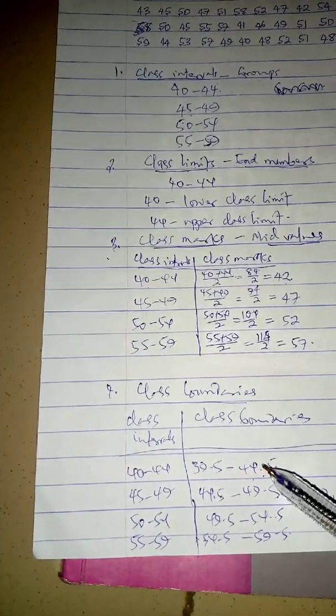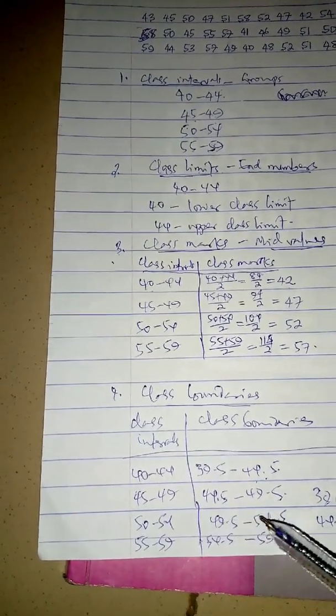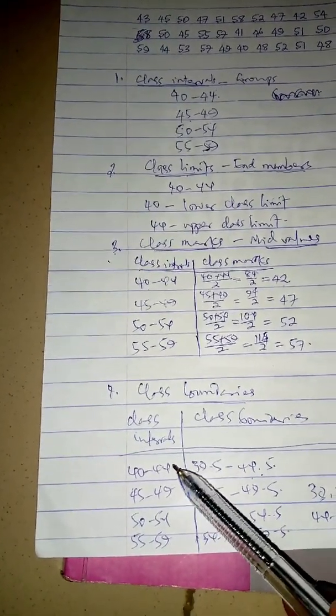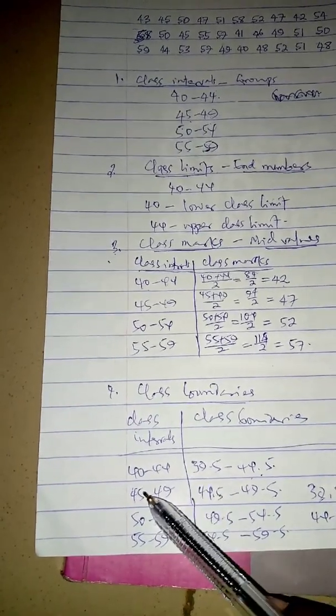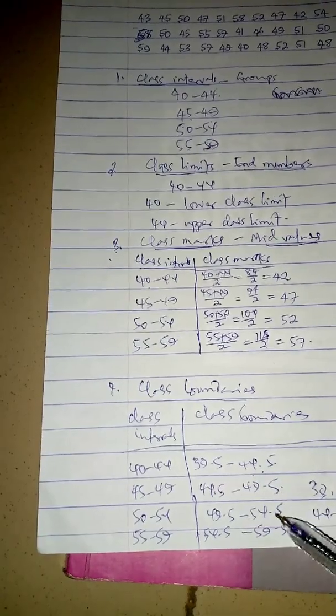You discover the end here is the beginning of the next one. The end is the beginning. In this case, you don't see that: 44 to 45, 49 to that, we call this class limit. But for class boundaries, they will be the same.